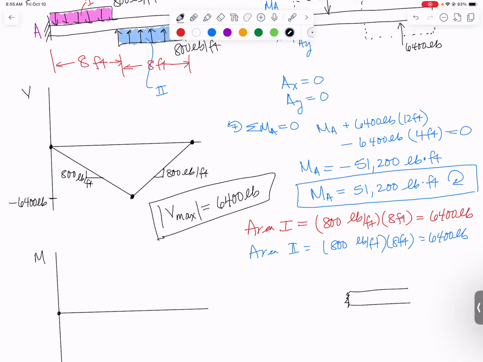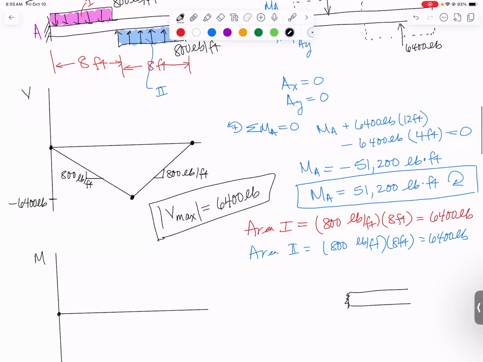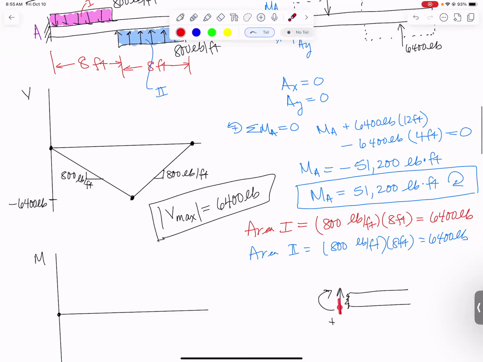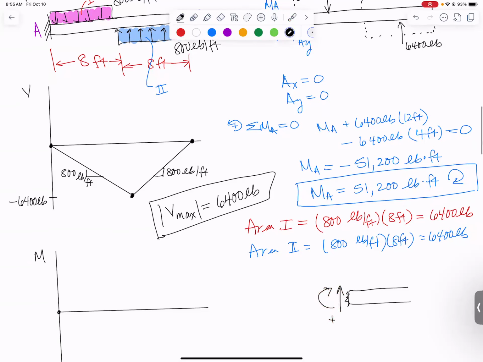We're going to look at the sign convention that we have when we take this side of a cut because we're drawing our diagrams going left to right. And the sign convention is that shear forces that are upward and bending moments that are clockwise are considered positive. So that's why when we have an upward AY, we jump up, and when we have a clockwise MA, which we do, we're going to start on the plus side.